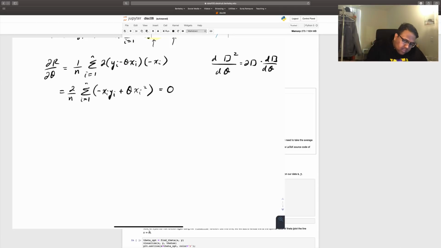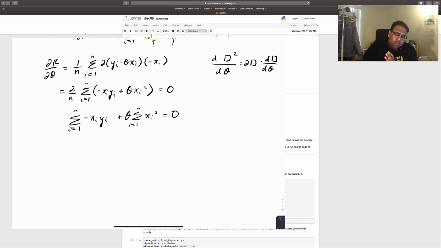So what I'm really saying is I can write this as the sum from i equals 1 to n of negative xi yi, plus the sum, where i goes from 1 to n, of theta xi squared, is equal to 0. But theta, again, is just a constant, right? It's independent of these i's. So I can pull it out front and say that this is the sum of the squares of our x's times theta, and that's equal to 0.